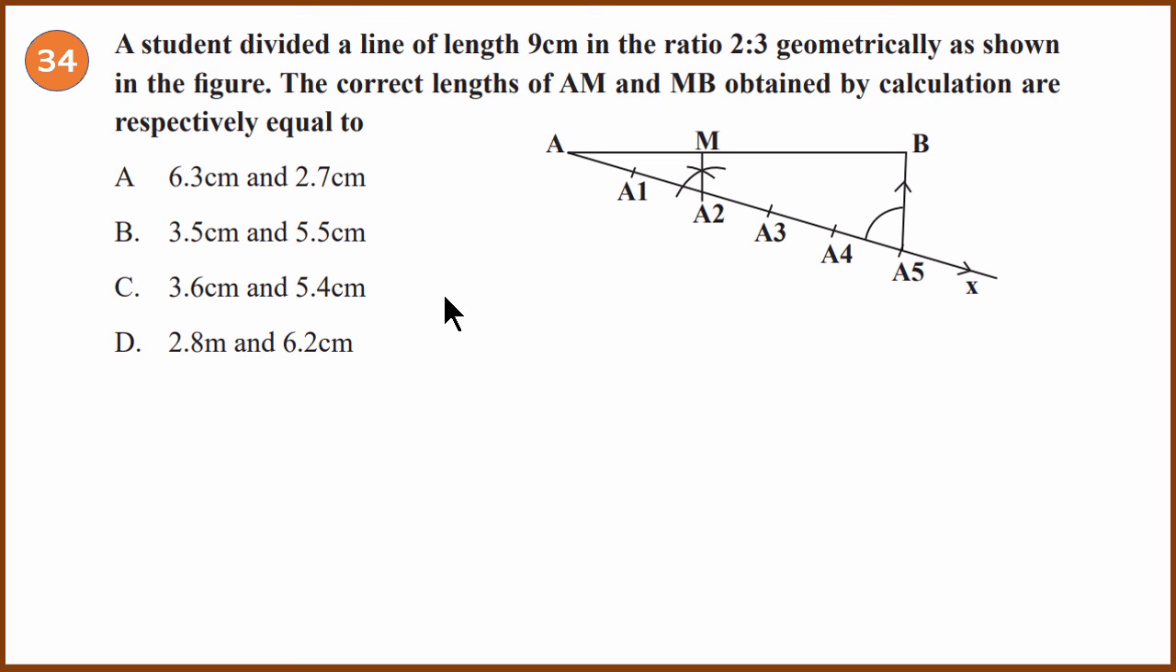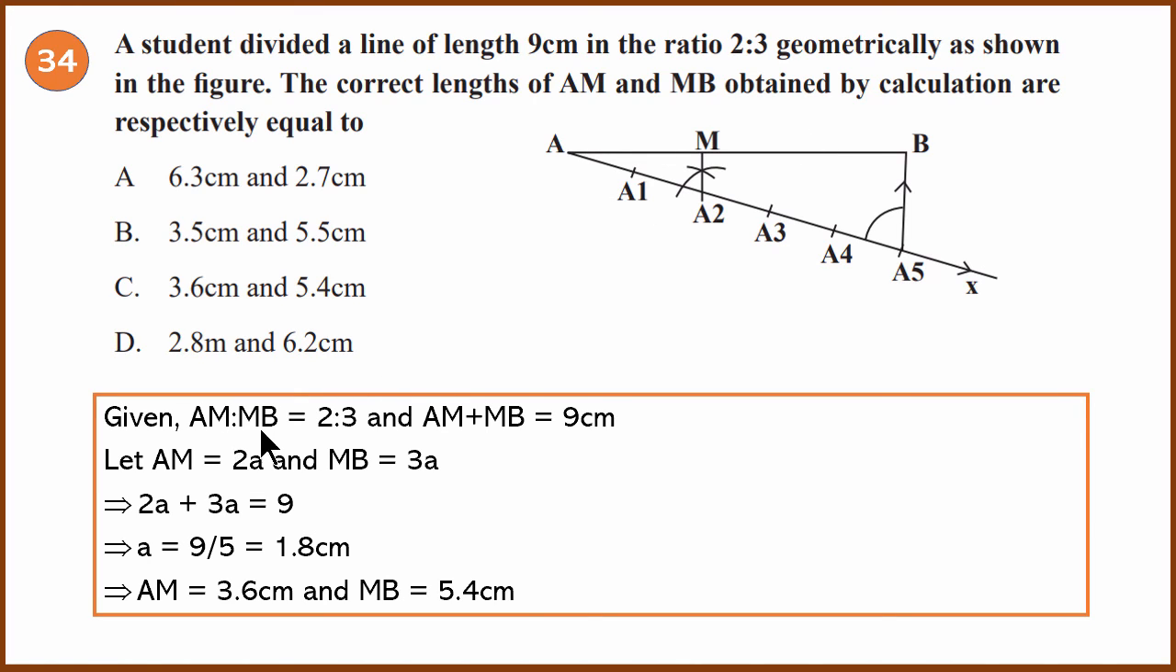Okay, question 34. This is a ratio question. A student divided a line of 9 centimeter in the ratio 2:3. We need to find those sides. So AM and BM are in the 2:3 ratio, and the total length is 9 centimeter. We have to find the value of AM and BM. Let us see how to solve this.